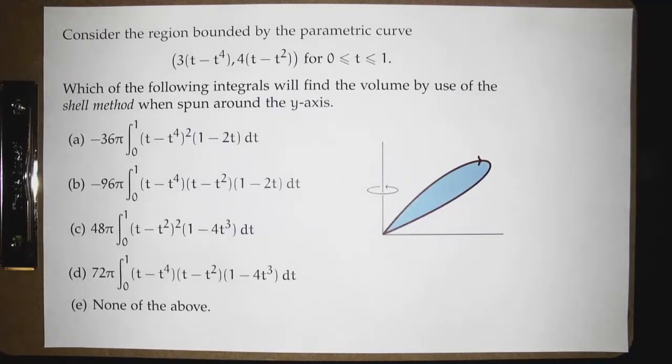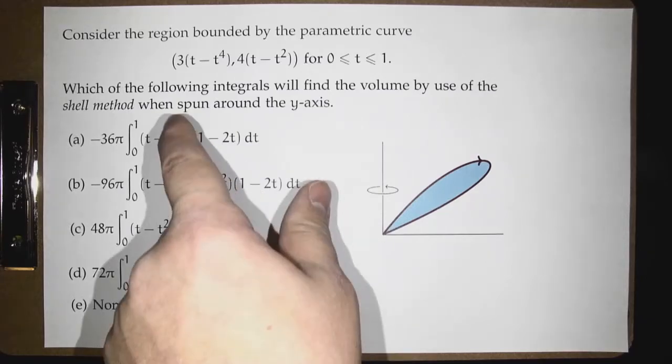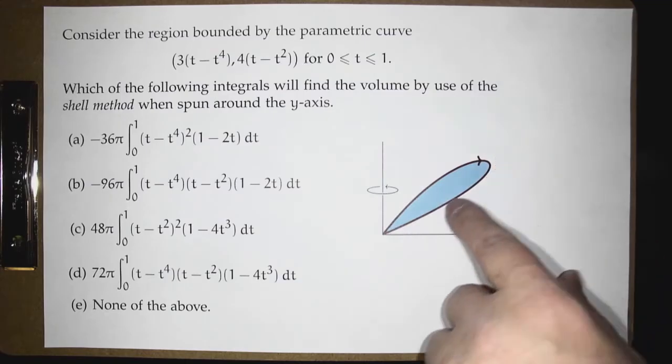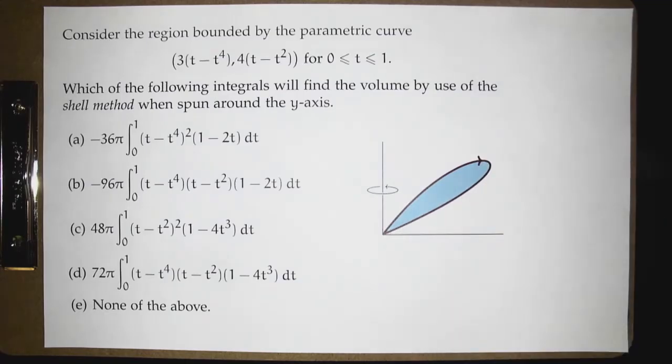Consider the region bounded by the parametric curve. And here's the parametric curve. Time goes from 0 to 1. It's a loop, goes up and back. There's an arrow to help us understand orientation. And then there's a question. Which of the following integrals will find the volume by use of the shell method when spun around the y-axis?